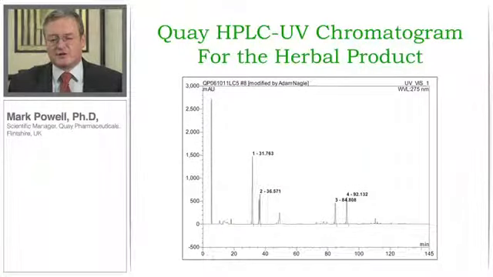So here's the herbal product chromatogram that we obtained using that gradient method. And you can see a number of prominent peaks. If you were to zoom in on the baseline, you'd see that there are quite a large number of minor peaks in this chromatogram as well. But for now we focused on the major peaks.